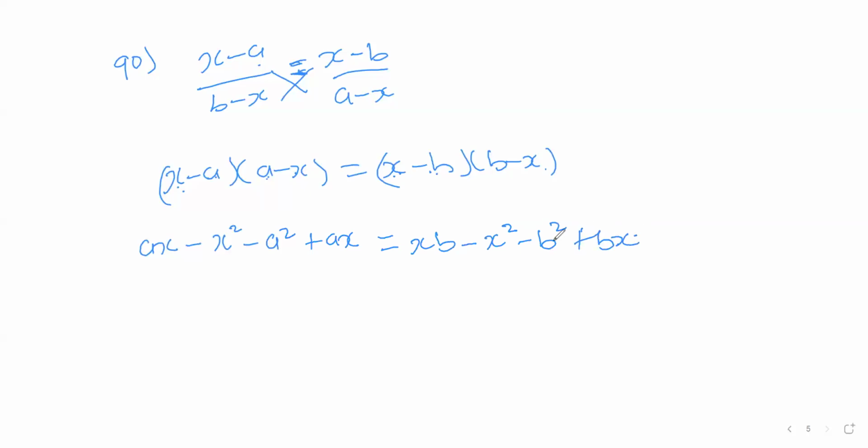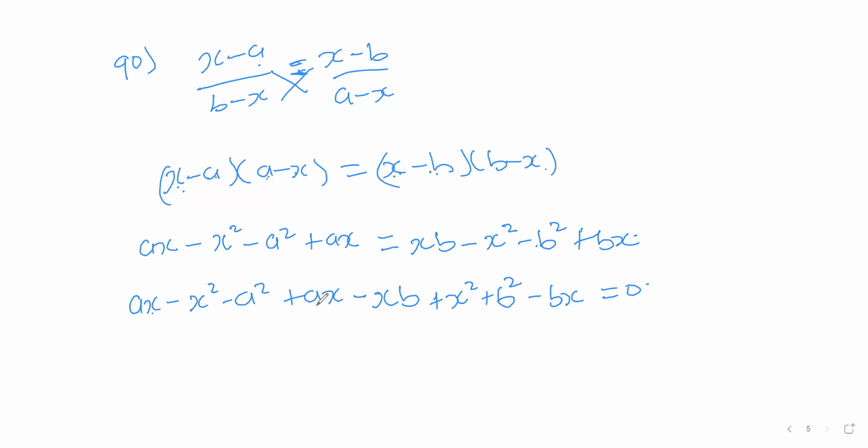Okay, we collect like terms by moving all of these terms to the side to add up with the like terms. So we have ax minus x squared minus a squared plus ax. Bring these to the other side. This one is being added, so we subtract it: minus xb. This is being subtracted, so we add it: plus x squared. This is being subtracted, so plus b squared. This is being added, so minus bx equals 0. Okay, so this is done. We then look at like terms.